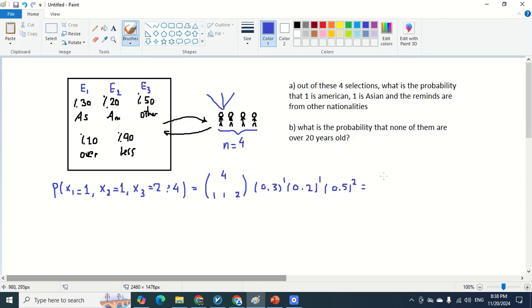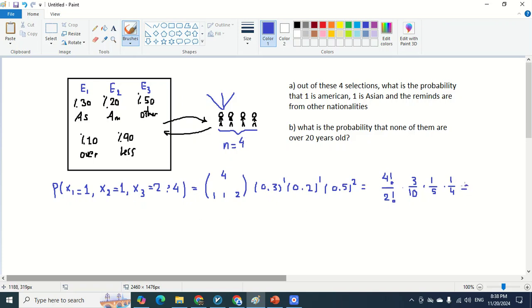We have 4 factorial over 1 factorial, 1 factorial, and 2 factorial. Only 2 factorial should be considered over here. And also we have 0.3 or 3 over 10, 3 over 10, and 2 over 10 or 1 over 5, and the last one is half to the power of 2, which is 1 over 4. If you cancel the terms, you can calculate that one as well. It can be easily calculated.